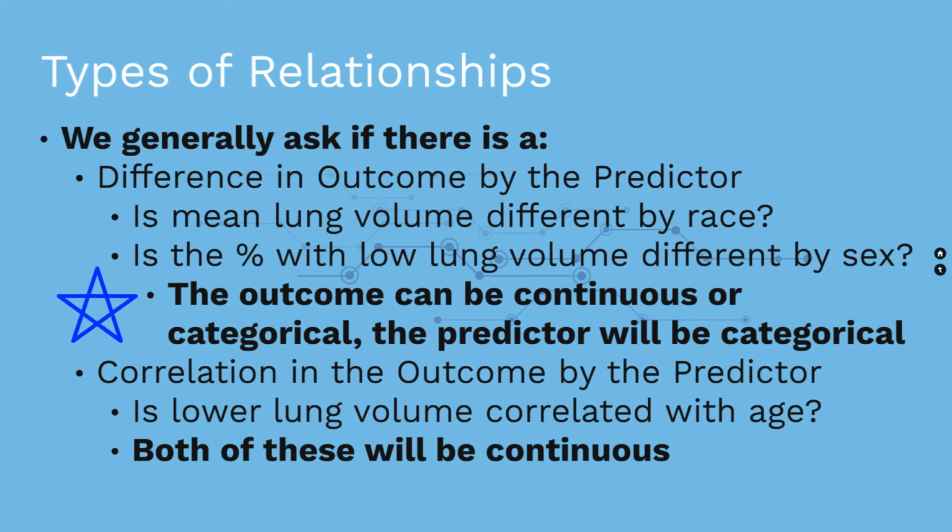The outcome can be continuous or categorical, and in this case, for those questions, the predictor will be categorical. Our predictors are categories of race or sex, with our outcome being lung volume. Correlation is another way that we look at relationships or association. Is lower lung volume correlated with age? Both of those variables are continuous. So defining your variables, how those variables are collected, what the levels of those variables are, or if they are a number response is also critical to answering your question with data.